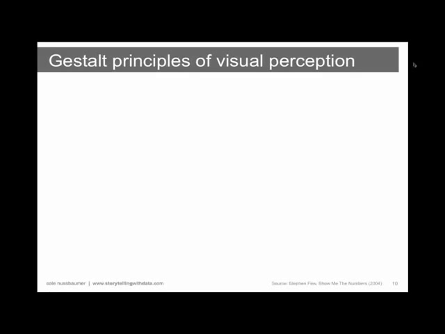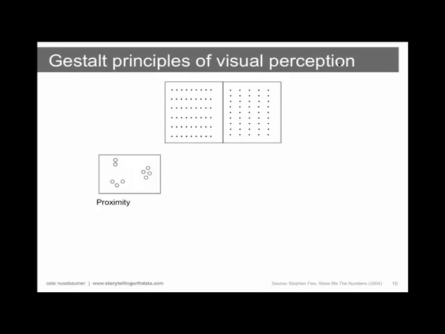The first principle is proximity. We perceive objects that are close together as belonging to a group. Check out how this can be used effectively in tables. So here, simply by virtue of differentiating the spacing between the dots, our eyes are drawn either across the rows in the first case or down the columns in the second case.